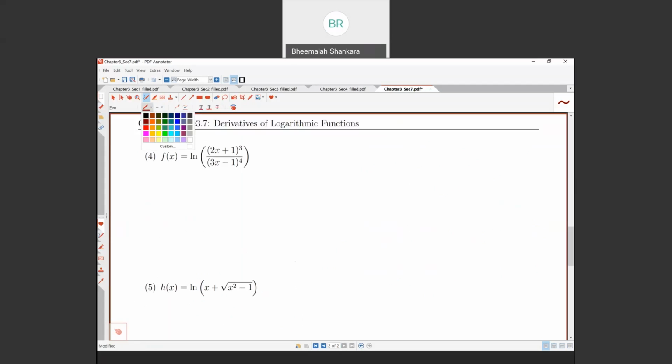In the next example, you are given natural log of a quotient function. So you want to read this as natural log of any function, this entire function, treat it as g of x. Natural log of g of x, if you want to differentiate this function, your answer will be 1 over g of x, exactly the function, times the derivative of the inner function g. So let's do the same.